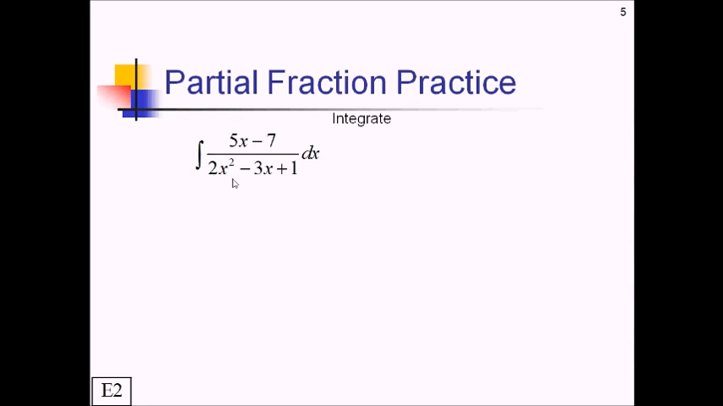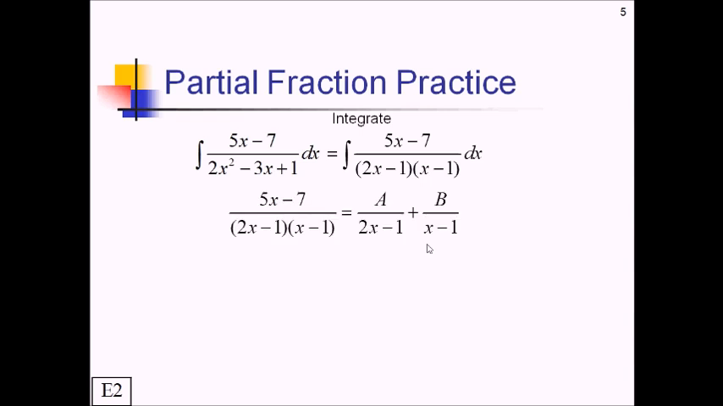To get 2x squared, I need a 2x and an x. To get positive 1 and a negative in the middle, that means I have to have two negative ones. So 2x minus 1 and x minus 1 is what this factors into. These are unique factors, so I can actually use partial fraction decomposition on this. All right, so let's set up our equation. We're going to set this integrand equal to, and now we need an a and a b with each of these denominator factors. So we'll have a over 2x minus 1 plus b over x minus 1.